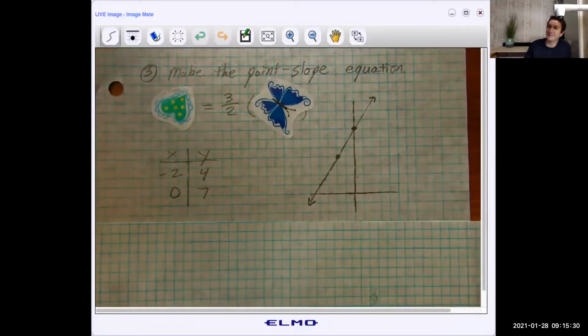Ooh, look at that. It's a green heart and a blue butterfly. She put them on upside down though.